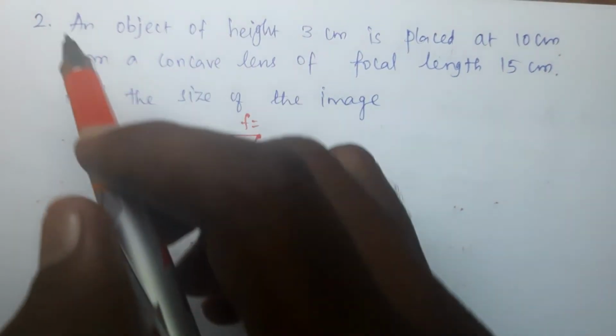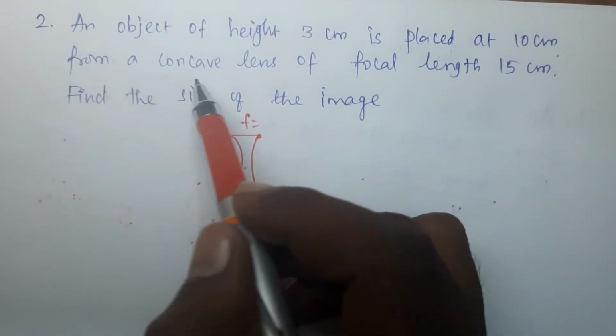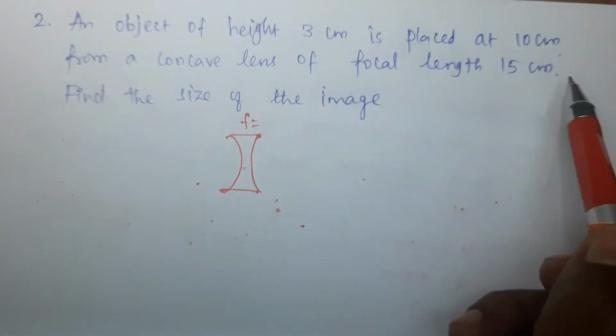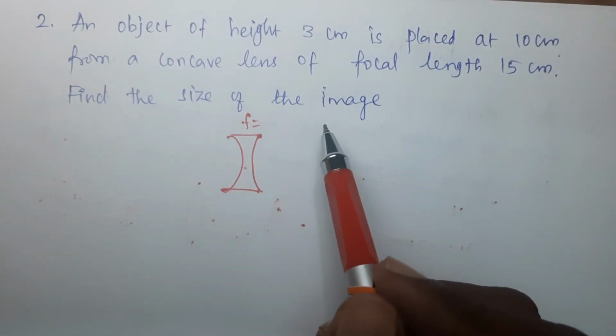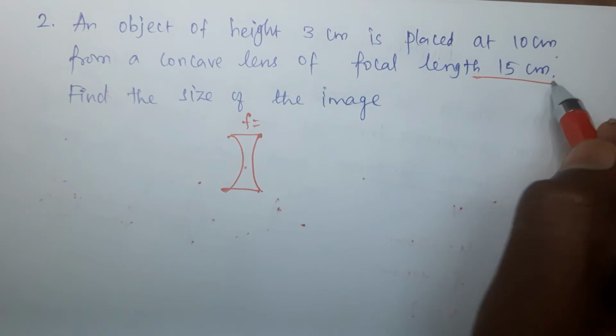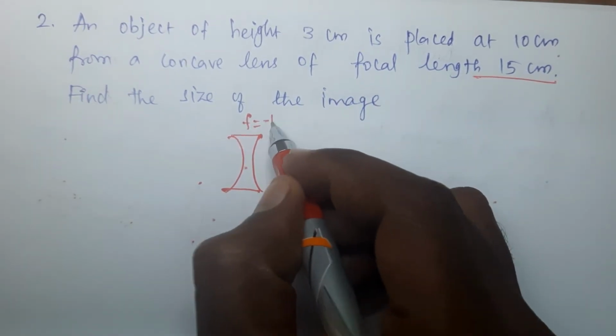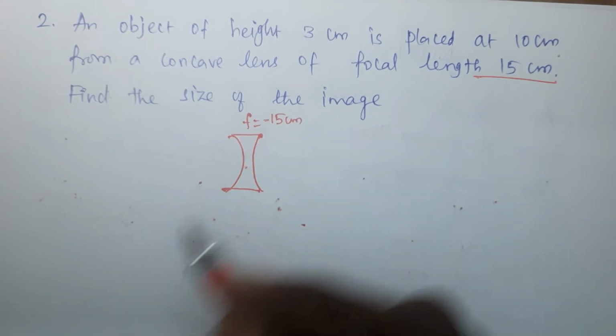Question number 2. An object of height 3 cm is placed at 10 cm from a concave lens of focal length 15 cm. Find the size of the image. This is a concave lens. The focal length of the concave lens is 15 cm. For a concave lens, you always have to take the negative sign for focal length: minus 15 cm.